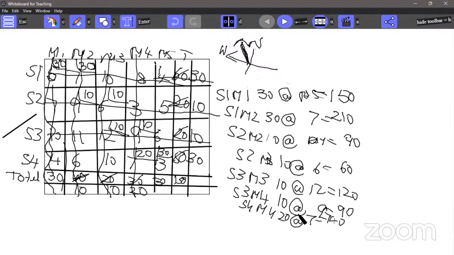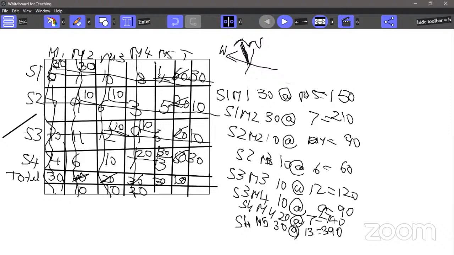Yes, ma'am. Please make a transportation bill a little clearly. I'm not able to use this pen properly, it's not coming neat, but you make it a neat bill. S4 to M5, 30 units, at the rate of how much? 13. It's 13, 390 rupees, isn't it?